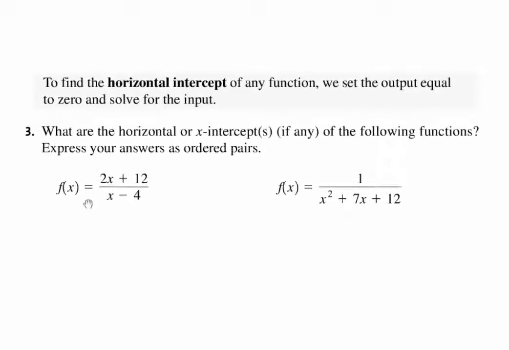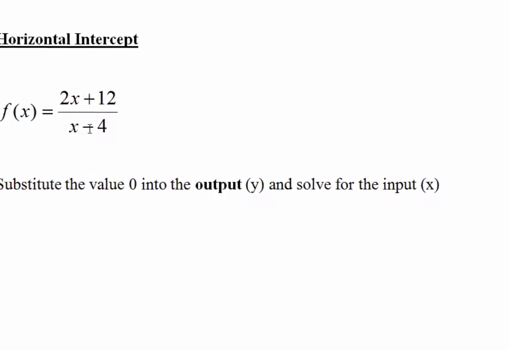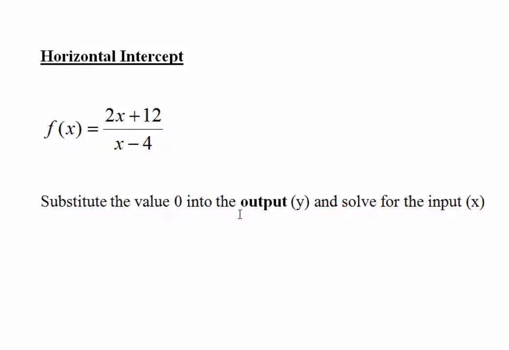So let's start with this first function. We're going to find the horizontal intercept by substituting 0 for the output, or y in this case, and solving for the input, x. So I'm going to work this problem on separate paper. Okay, so again, we're going to substitute the value 0 for the output, and we're going to solve for the input.